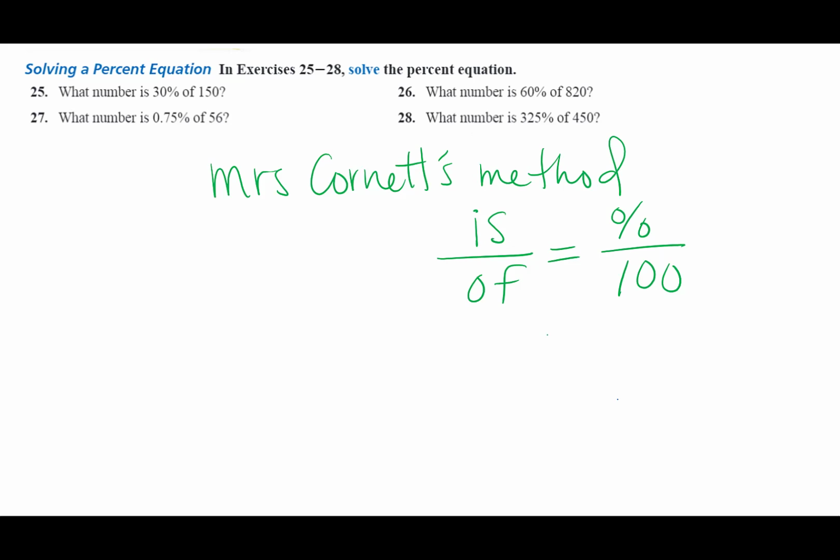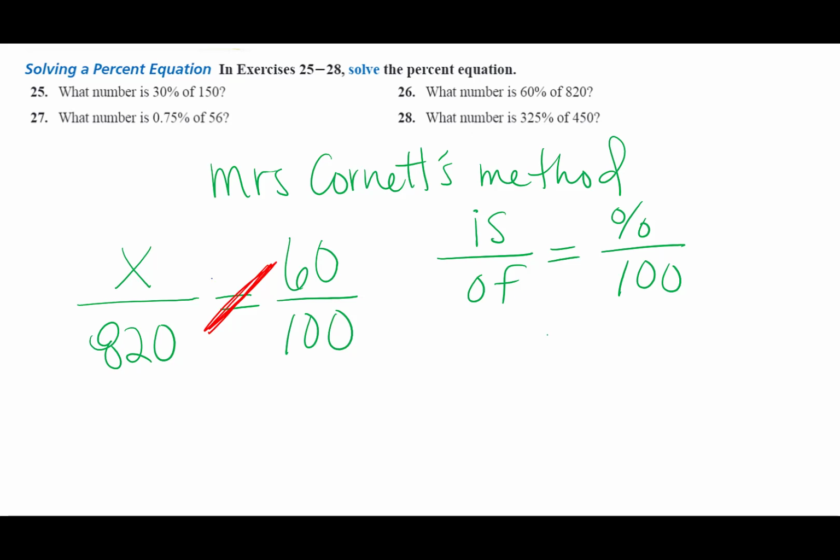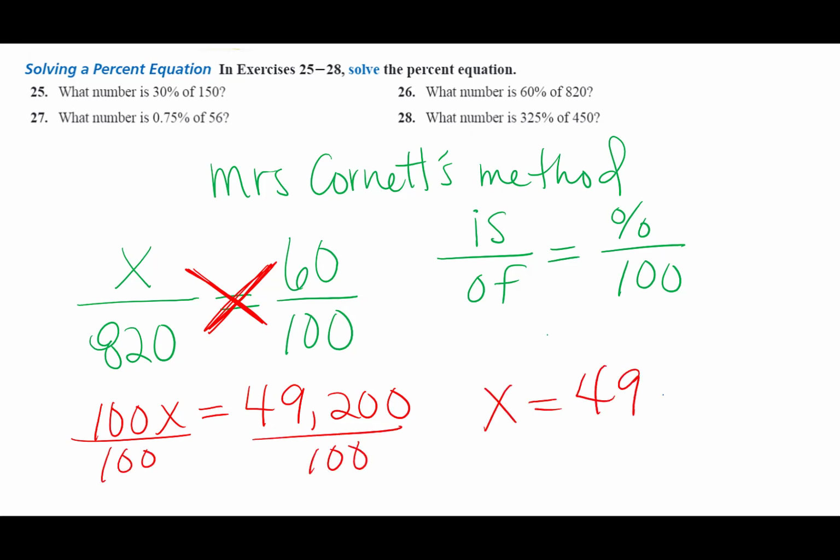Okay, now let's try to find the is and the of number. If you go back up to number 26, the question reads, what is 60% of 820? So 820 will go in the position in the denominator where the of word is, and then that's the question, what number is? And so that is going to be a variable. So we'll have x, because that's the number we don't know. We don't know what is, over of, which is of the total 820, equals 60 over 100. Next we'll cross multiply. 100x equals 49,200. Divide both sides by 100, and x equals 492.